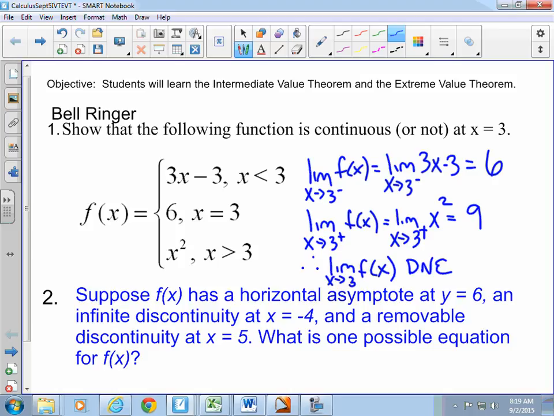Should I make one more little statement? What's the one more little statement I should make? It's not continuous. Answer the question. You could have answered it at the very top. You would say, so f of x is not continuous at x equals 3.